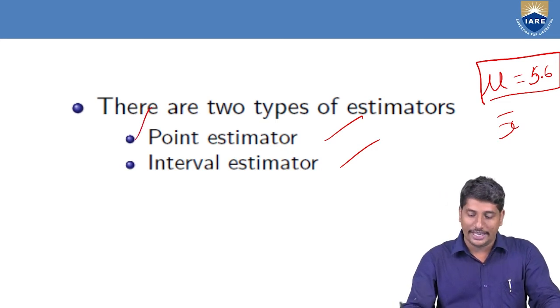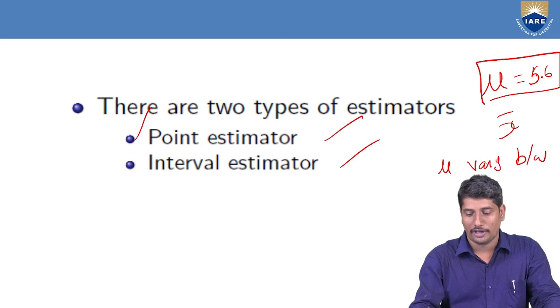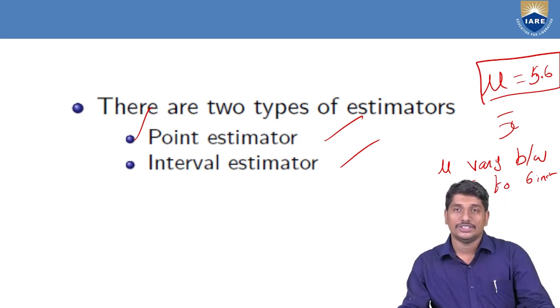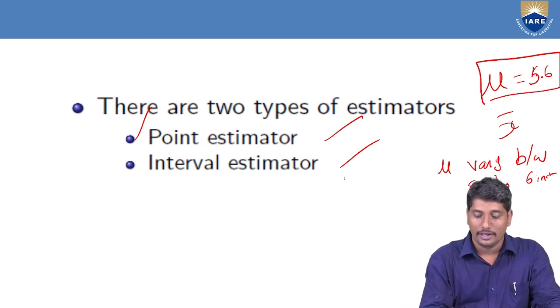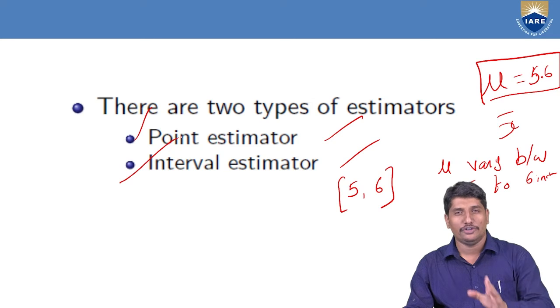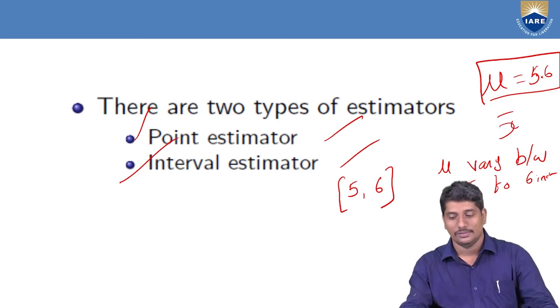Instead of that, if we express that mu will vary between 5 to 6 inches, that means we are predicting that the average height of students in IARE college will vary from 5 to 6 inches. That means we are trying to estimate mu in terms of an interval. This is called interval estimation. So in point estimation, we predict the value as a single number, but in interval estimation, we predict the value as an interval.